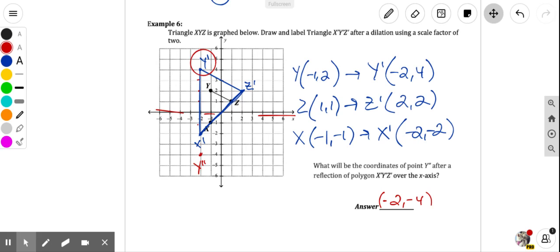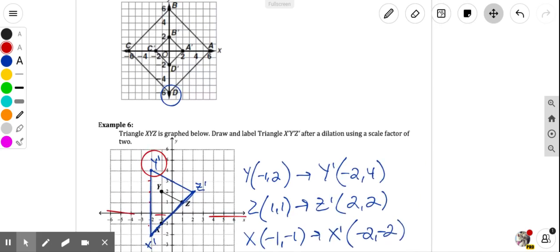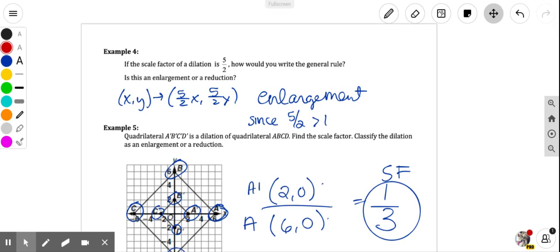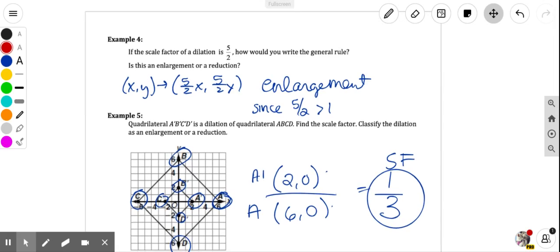So those are just a few examples of what you can do with dilations. I did getting the scale factor, and taking the scale factor and making a dilation. That should pretty much cover everything. The examples that you're going to do are not exactly like this, but it's the same idea. So I tried to do a little bit of everything.